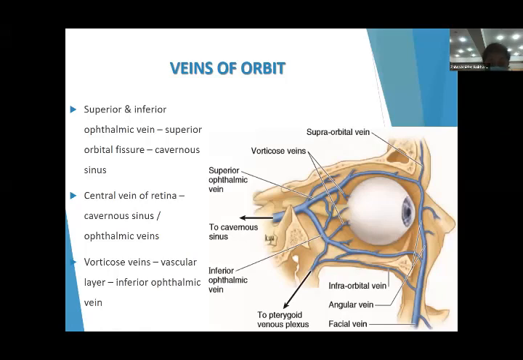ठीक है. And they go and join inferior ophthalmic vein. ये vorticose veins हैं, they are joining the inferior ophthalmic vein. ये vorticose veins choroid layer of the eyeball, middle layer of the eyeball से आती हैं.